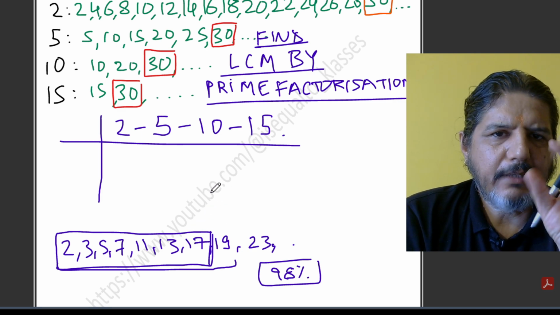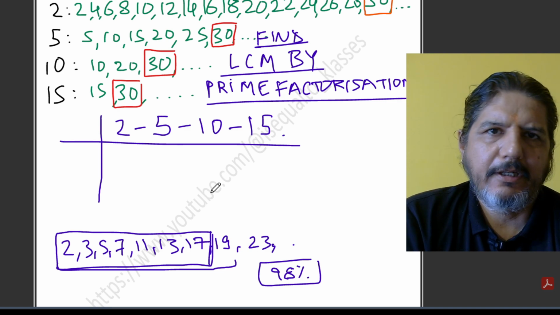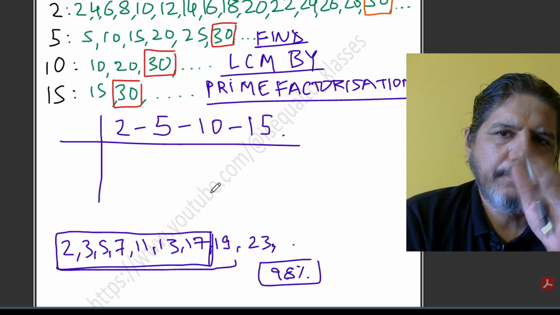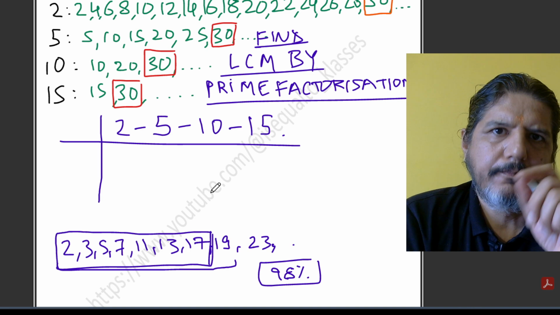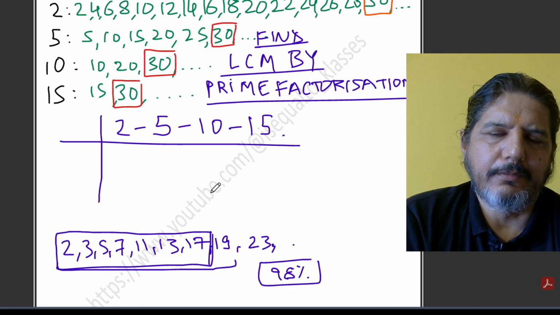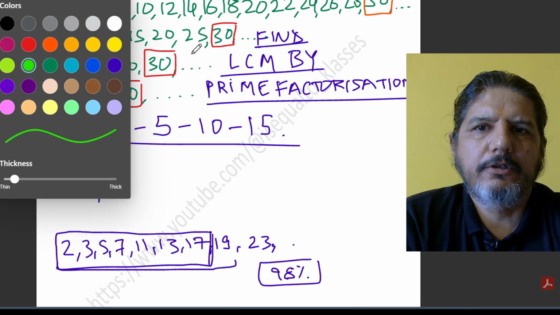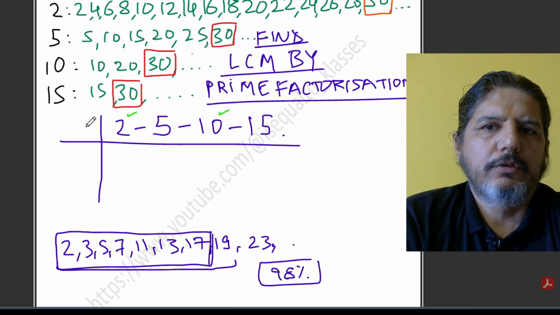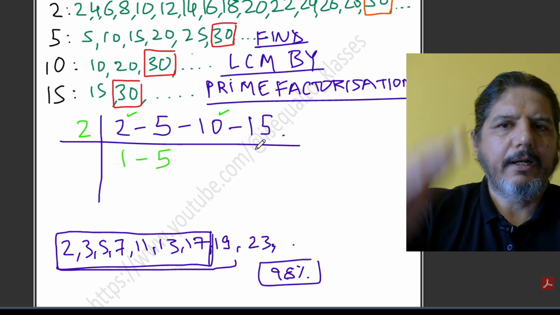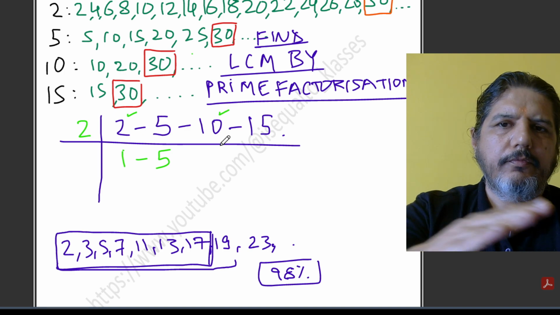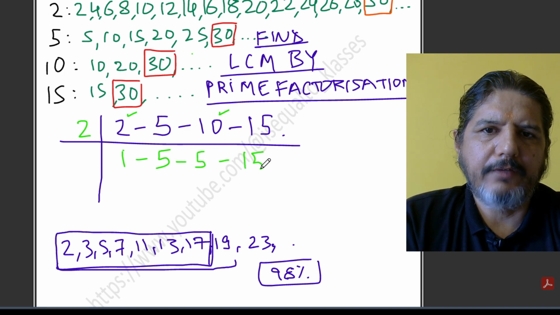So the process of finding LCM by prime factorization is: you list the numbers, you separate them by dashes, and then you draw a vertical line and a horizontal line. And you try to find the first prime factor which divides two or more of the numbers. So for example, the first prime number that I can see which divides two or more of the numbers is 2, and 10. So the prime number is 2. So 2 ones are 2. Now I'll write 5 as it is because 2 doesn't divide 5. But 2 5s are 10. And I write 15 as it is.